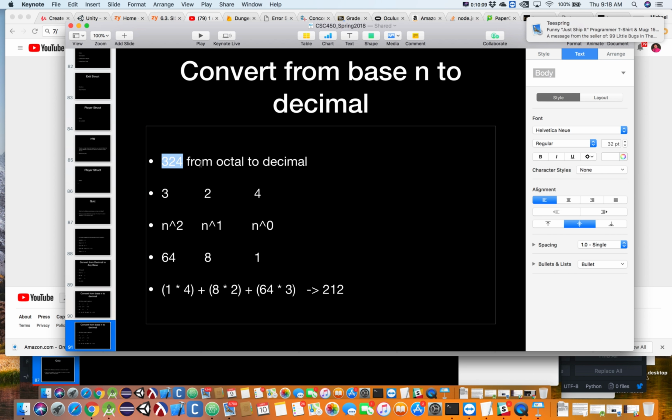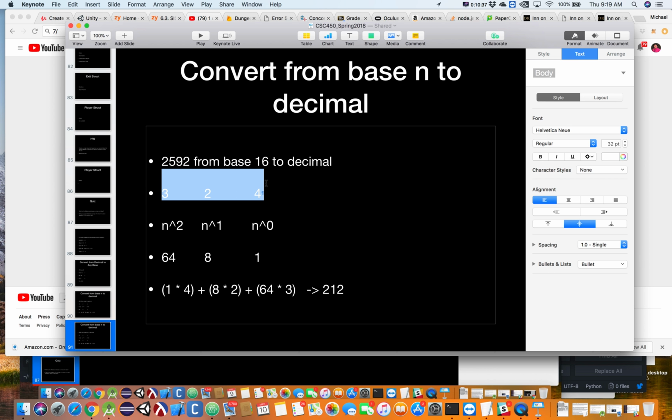So let's do 2592 from base 16 to decimal. All right, I'll start off by writing this out. So this is 2, 5, 9, 2.